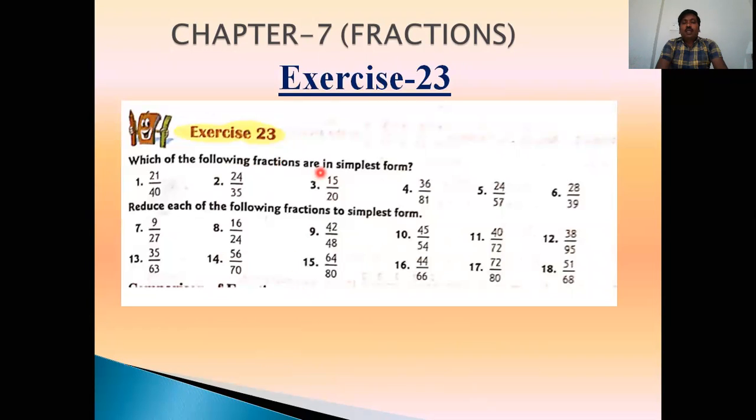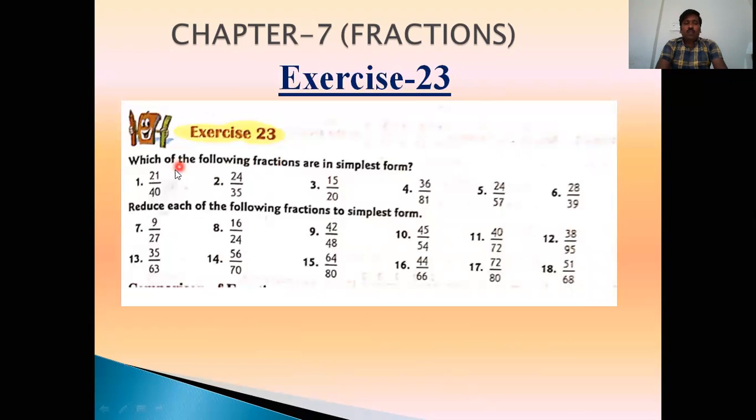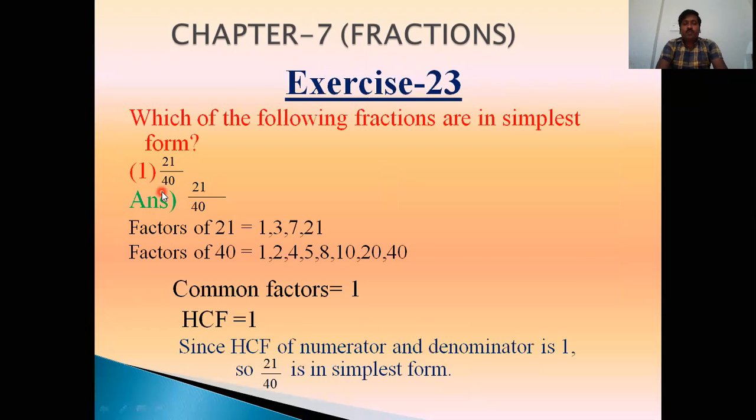Now, let us take exercise 23. Which of the following fractions are in the simplest form? We have already discussed how we can identify whether the given fraction is in simplest form or not. So for this, here is the first question from your exercise, 21 by 40. To find whether this fraction is in simplest form or not, first we find the factors of 21, the factors of 40, and the common factor is 1. So HCF will be 1. So since the HCF of the numerator and denominator is 1, 21 by 40 is in the simplest form.